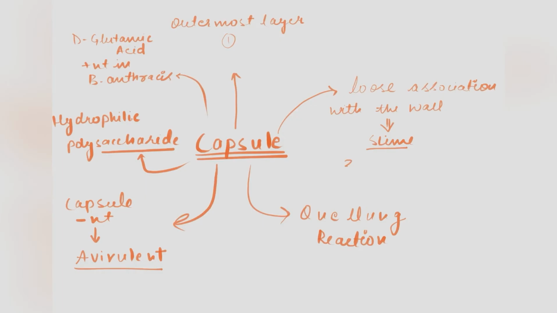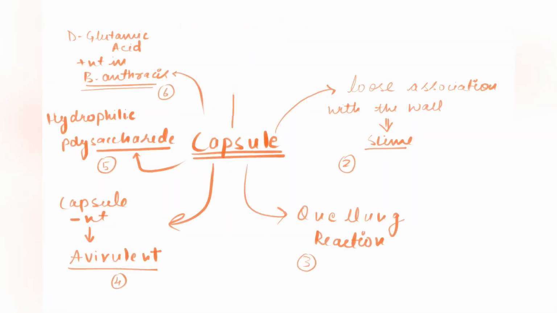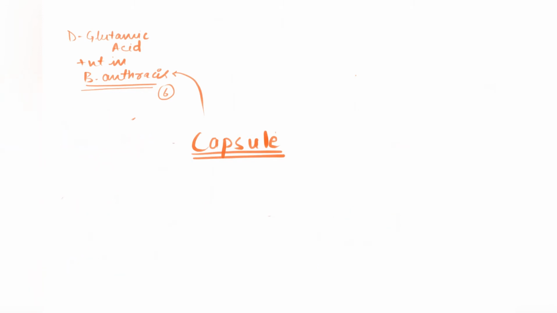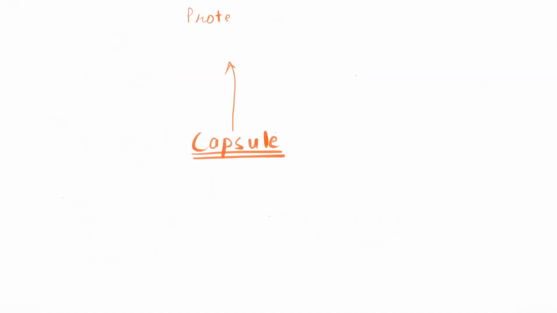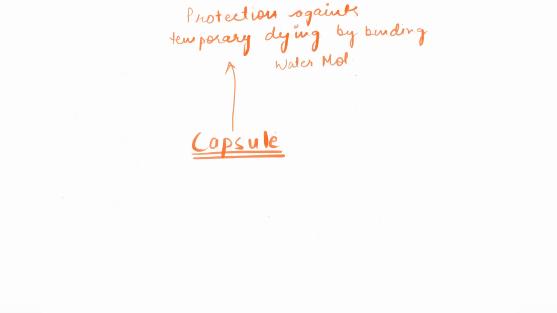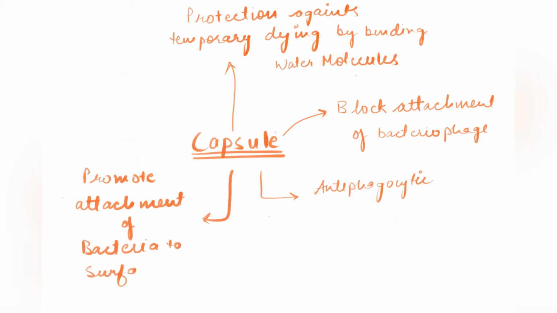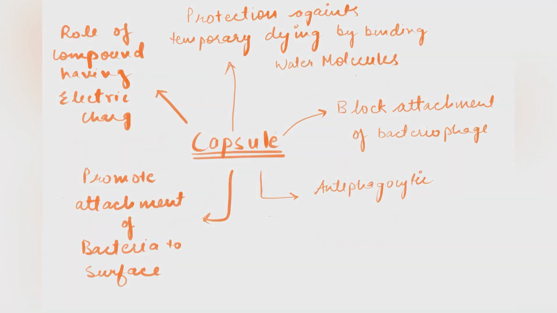D-glutamic acid, an unnatural form of amino acid, protects the organism from degrading effects of host proteolytic enzymes, present in the capsule of Bacillus anthracis. It protects against temporary drying by binding water molecules. Blocks attachment of bacteriophage. It is antiphagocytic in nature. Promotes attachment of bacteria to surfaces and plays a role in binding compounds having an electric charge.